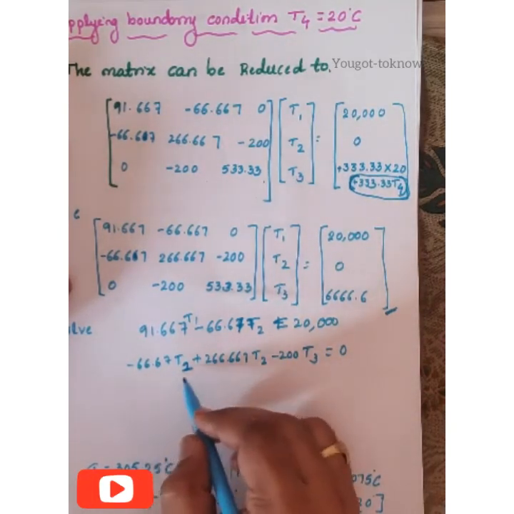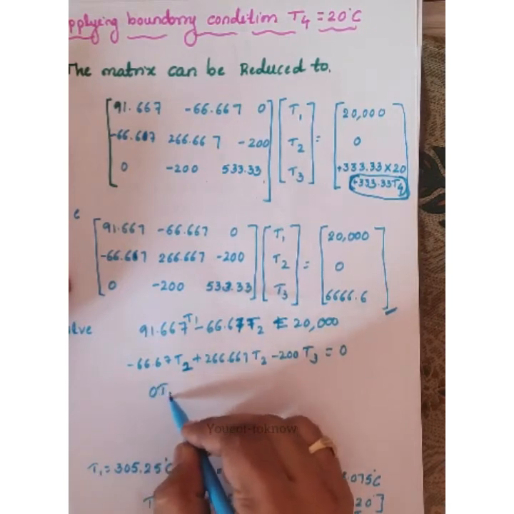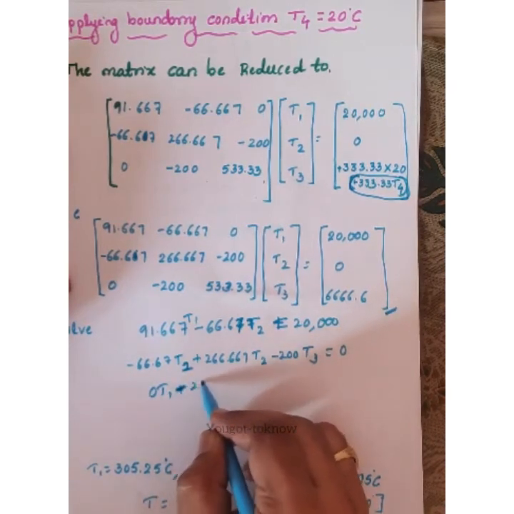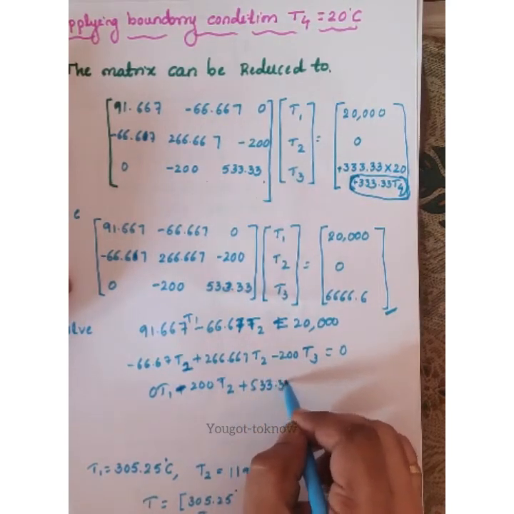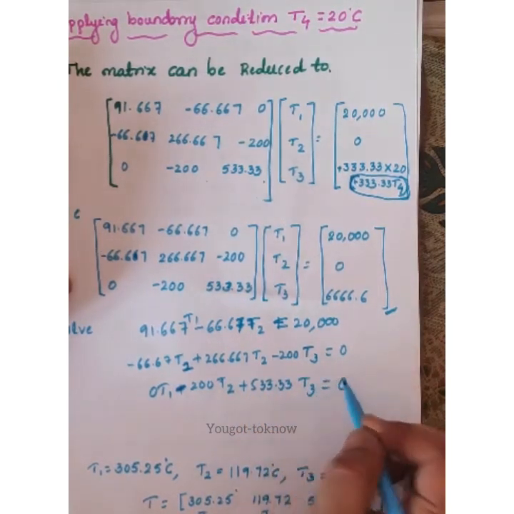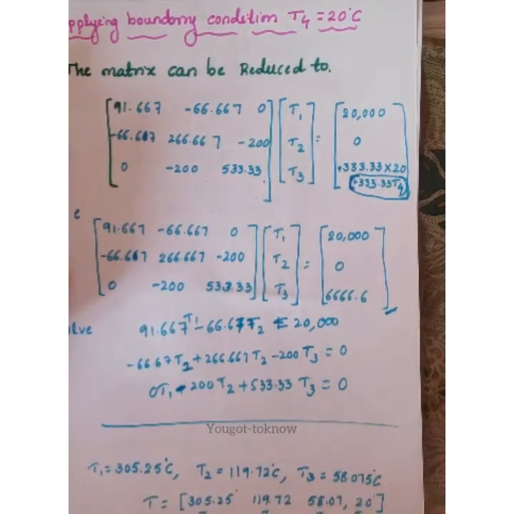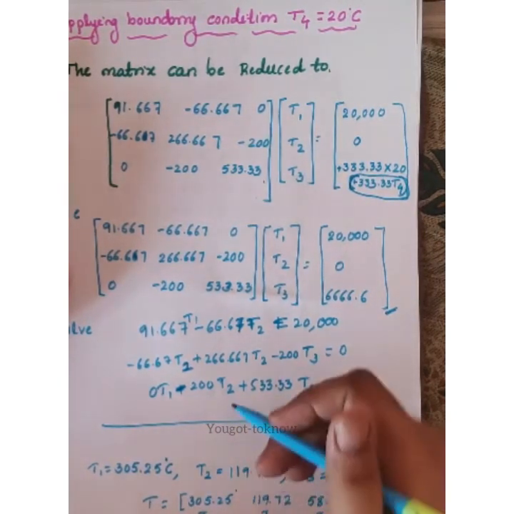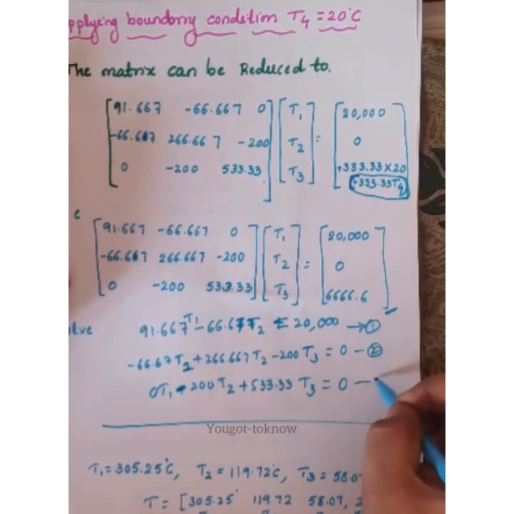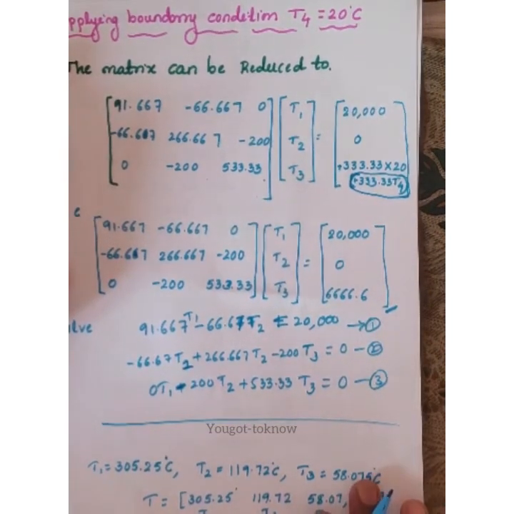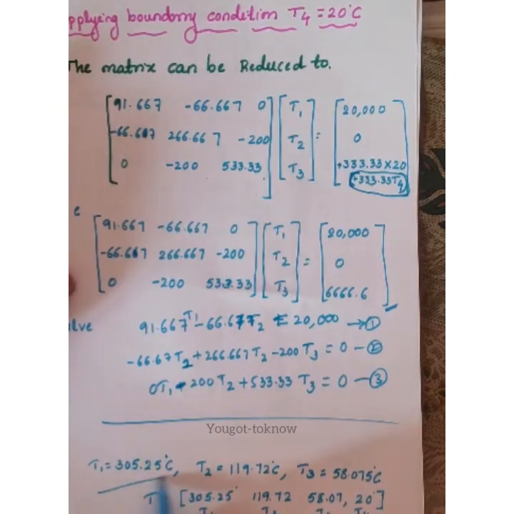Then 0 into T1, plus minus 200 into T2, plus 533.33 into T3 is equal to 0. If you solve these three equations using your calculator or any other method, three simultaneous equations, you are going to get the answer: T1 equals 305.25, T2 equals 119.72, T3 equals 58.075.